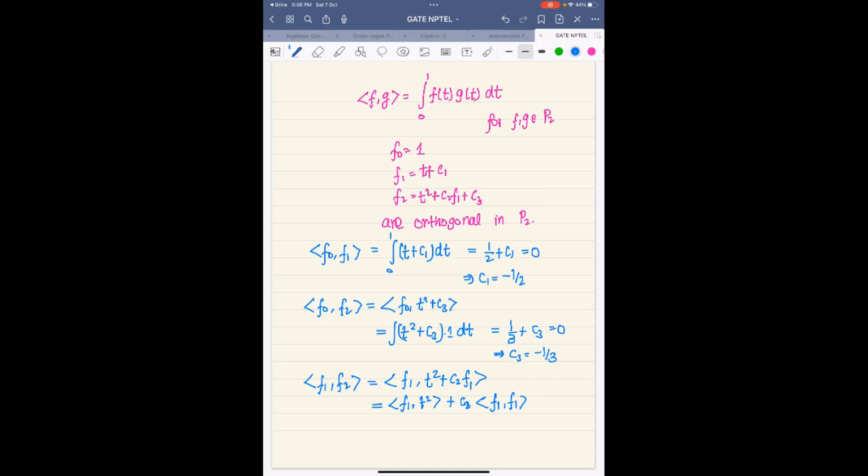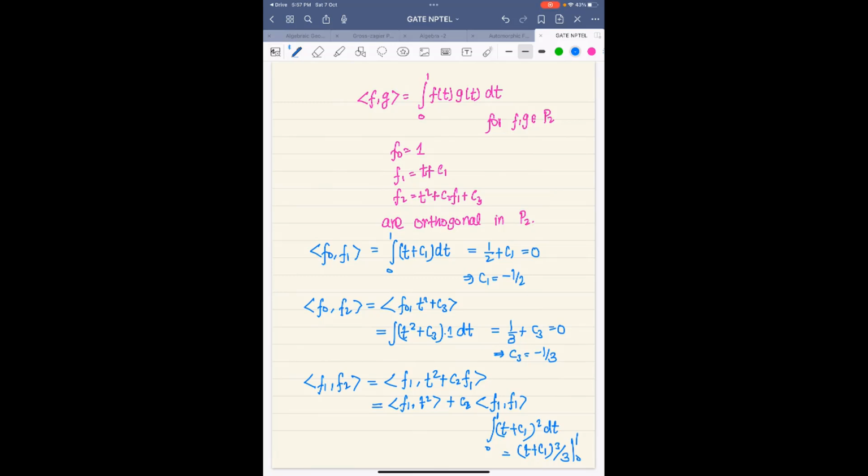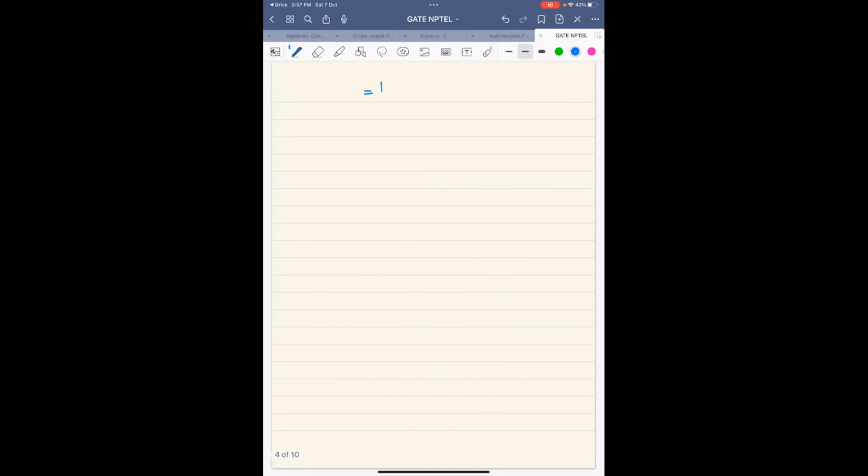What will be the inner product of f1 with itself? The integral of t plus c1 whole square dt from 0 to 1 will be equal to t plus c1 whole cube by 3, and if we evaluate it from 0 to 1, and we know that c1 is minus half, if we evaluate it at 1 we get 1 by 2 whole cube, so this is equal to 1 over 24, and when we put 0 we get minus 1 over 24, so this is equal to 1 over 12.